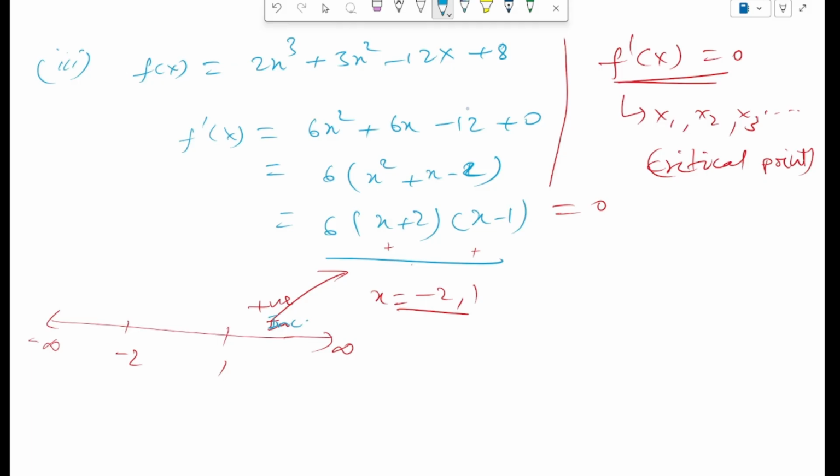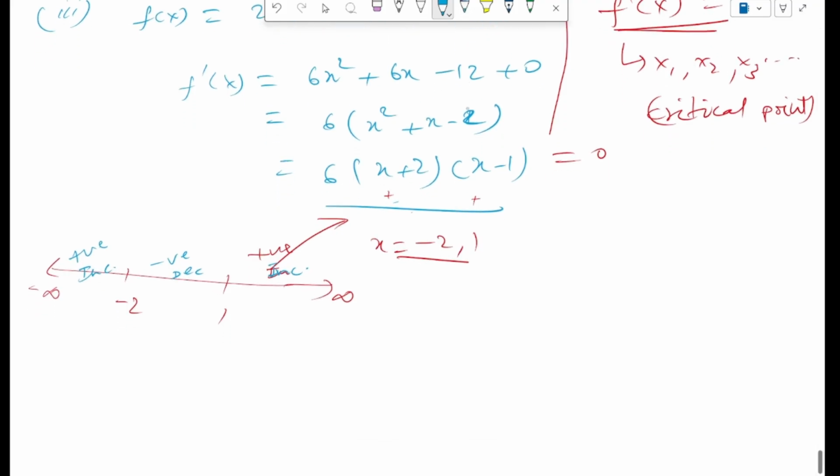In −2 to 1, let's put 0. So we get this is 6, this is 2, and this is −1. So negative. So this is a decreasing region. And if you put anything lesser than −2, we will get this negative and this negative, so two negatives mean positive. So this is also increasing. Now just analyze this. What is happening here? First, the function was increasing.